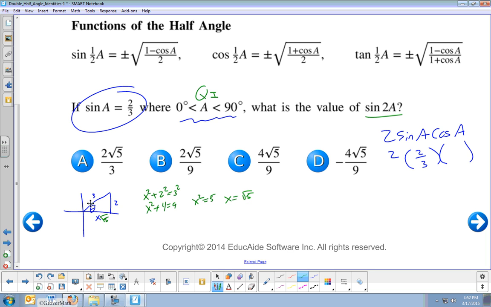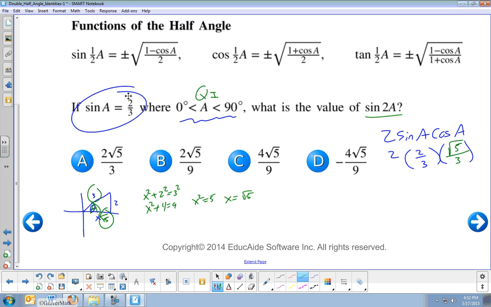And now that I know that, I can do cosine of theta, or we're using A here instead of theta, but it's the same thing. It's just the variable for the angle. So we're actually using A, not theta, but that's okay. Now that I have the adjacent over hypotenuse, cosine is radical 5 over 3. So some of these problems you'll need to do this.